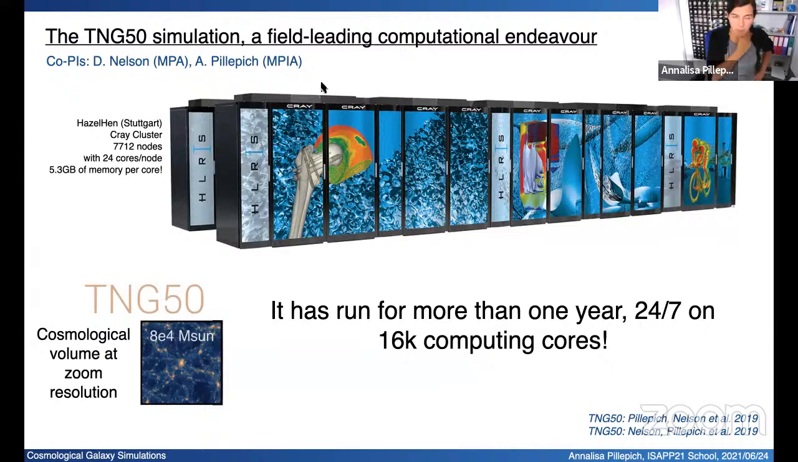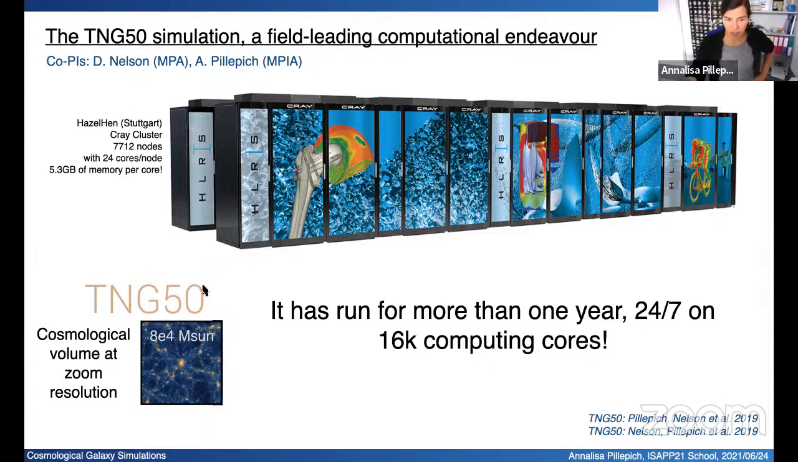It's called TNG50. This is a 50 megaparsec volume where we reach a resolution that was unthinkable just a few years ago. Our stellar particles and gas elements are below 10 to the 5 solar masses. And you say, oh my God, it sucks. Well, yes, but compared to the fact that stars are on solar masses, it's really very good. It also means that we can resolve galaxy formation processes on about 100 parsec resolution in the star-forming regions of galaxies. But it was expensive: it ran for more than 1 year, 24/7 on 16,000 computing cores.